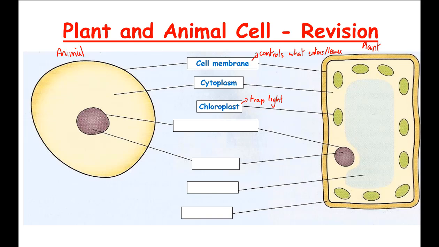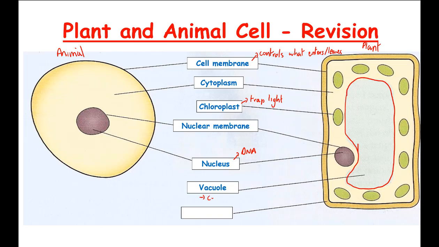We have got, going around the outside, the nuclear membrane, which basically controls what enters and leaves the nucleus. Then underneath we have the nucleus, which contains the cell's DNA and controls its activities. Then this thing here is going to be really important in this topic. This big thing is the vacuole, and it contains cell sap. Its main function is to store water or store sap and support the cell.